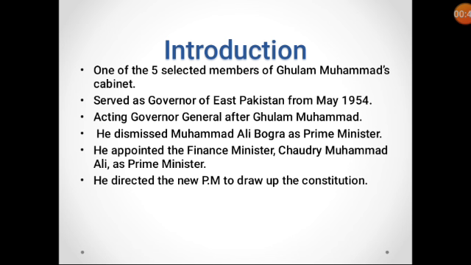Before that, from May 1954, Sikandar Mirza was serving as the Governor of East Pakistan. After taking office, he dismissed Muhammad Ali Bogra as Prime Minister and made him the ambassador to United States of America. He appointed Chaudhry Muhammad Ali as new Prime Minister. Previously, he was working as Finance Minister. He directed the new Prime Minister, Chaudhry Muhammad Ali, to draw up the new constitution.